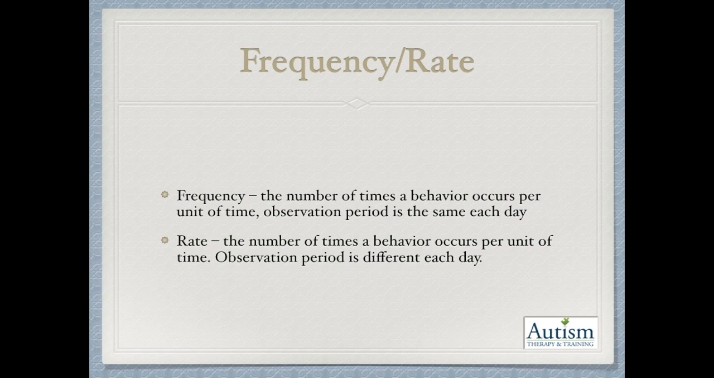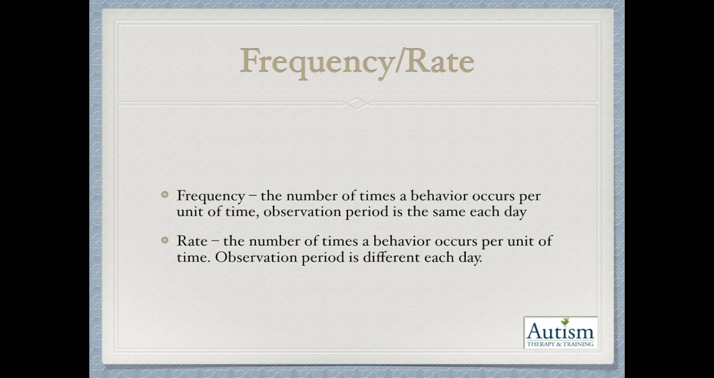Frequency and rate are the number of times a behavior occurs per unit of time. Frequency is used when the observation period is the same each day. For example, the child attends the program every day from 9 a.m. until 3 p.m. With frequency, we would say that the behavior occurred 8 times per session, knowing the session is 6 hours long.